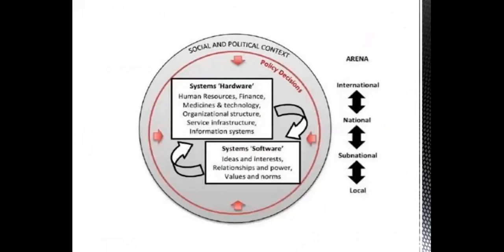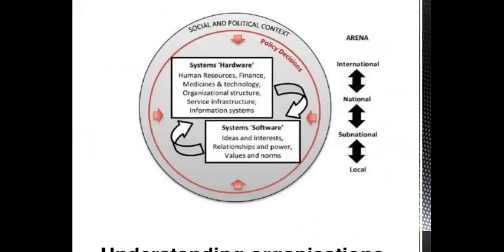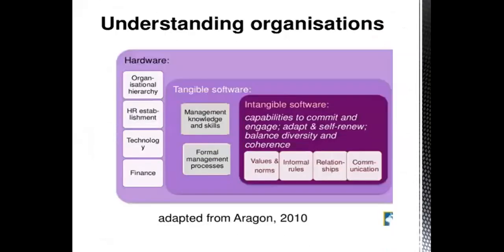The social and political context includes system hardware: human resources, finance, medicine, and technologies. System software includes ideas and interests, relationships and power, values and norms, and the social and political context. In understanding organizations, hardware is the organizational hierarchy, HR, establishment, technology, and finance. Tangible software includes management knowledge and skills, and formal management processes.